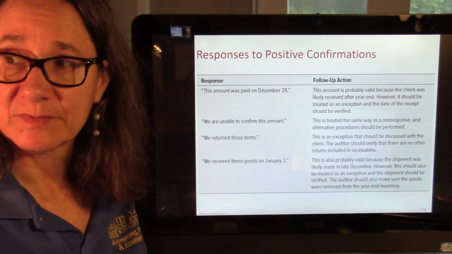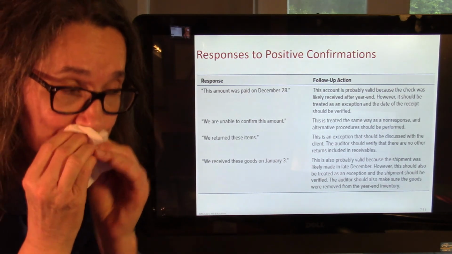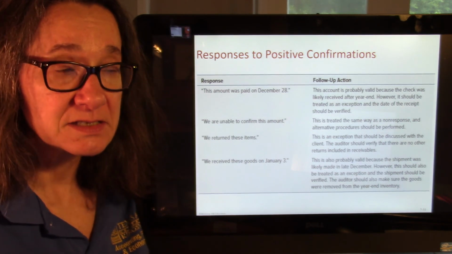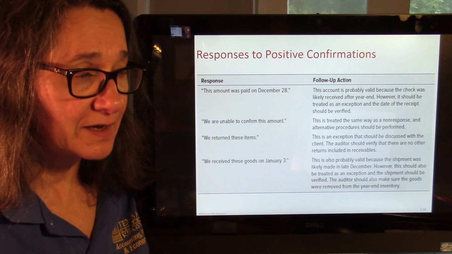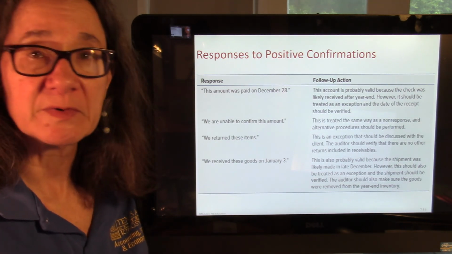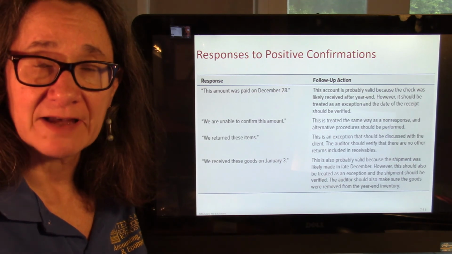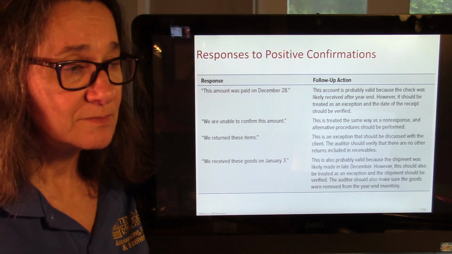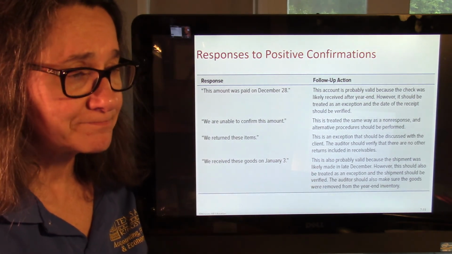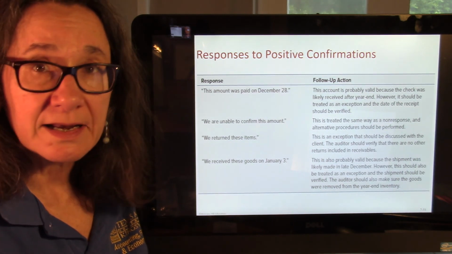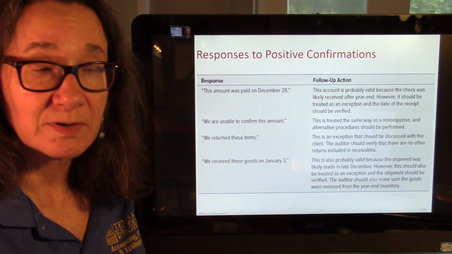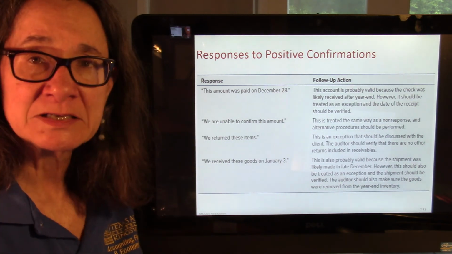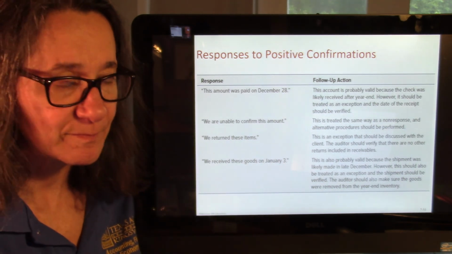We return these items. Okay, that's an exception, right? Because if they return something, they don't know that balance, so you need to look that over. If they say that we received the goods, that's great. That probably means it's a valid account receivable, because then it's been shipped, your client fulfilled its dues, but you should look at the date. If the shipment was made in December, you're good if it's a December receivable, but if it was shipped on January 1st, maybe not. But check your cutoff if you get something right around the cutoff date.